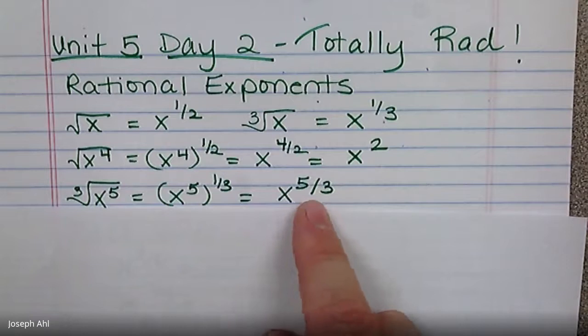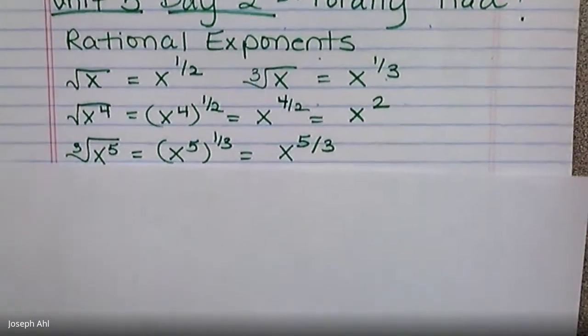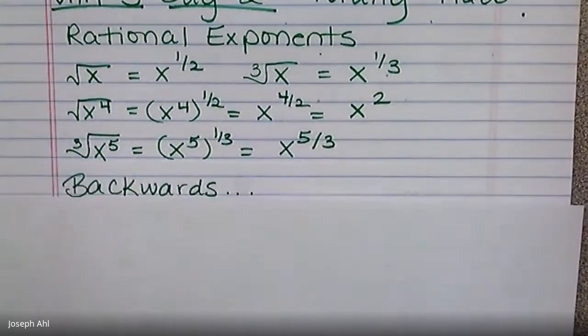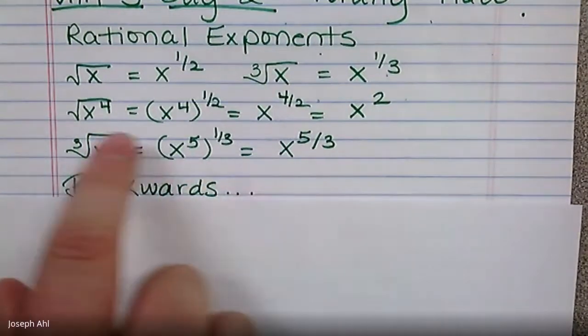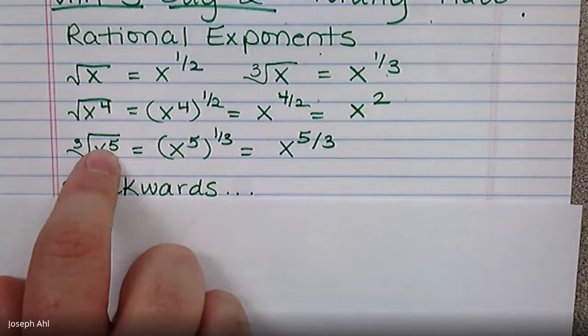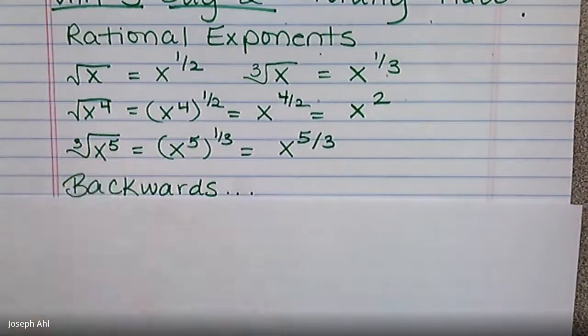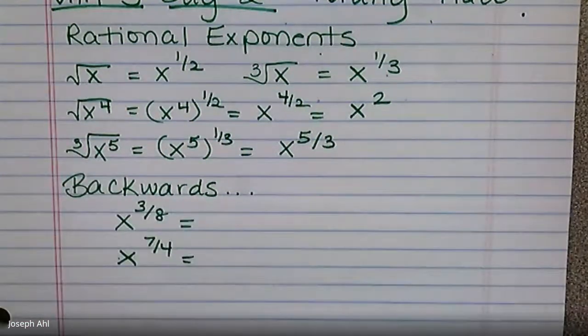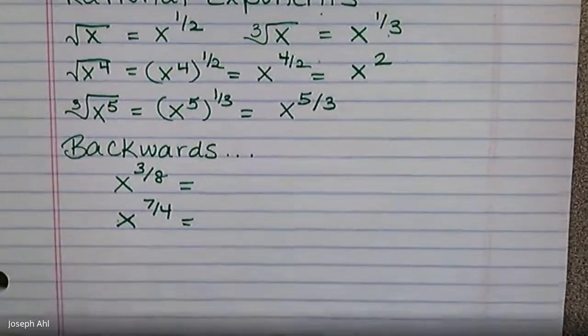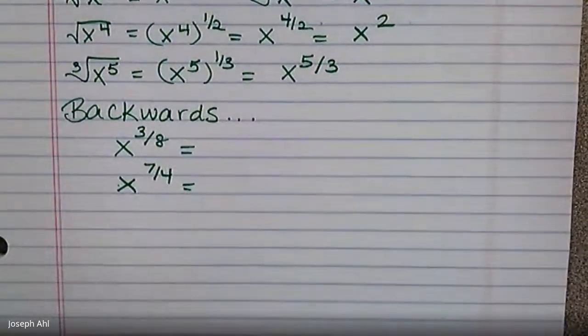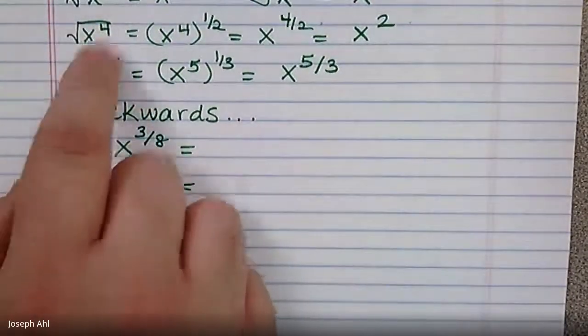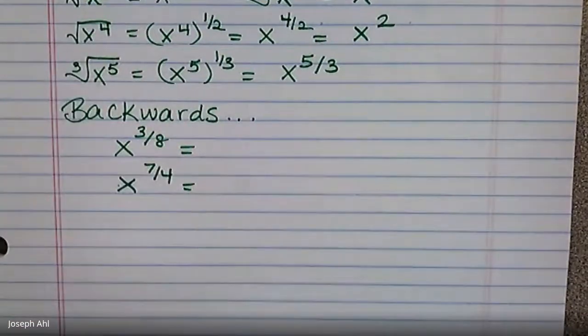We're going to come up with a rule for this in a moment here, but what if we went backwards? So what do I mean by going backwards? What if I gave you x to the 5/3 and I wanted you to write it in that radical format? So here are two examples. If I gave you x to the 3/8 or x to the 7/4, how would I write those as roots like we had starting over here?